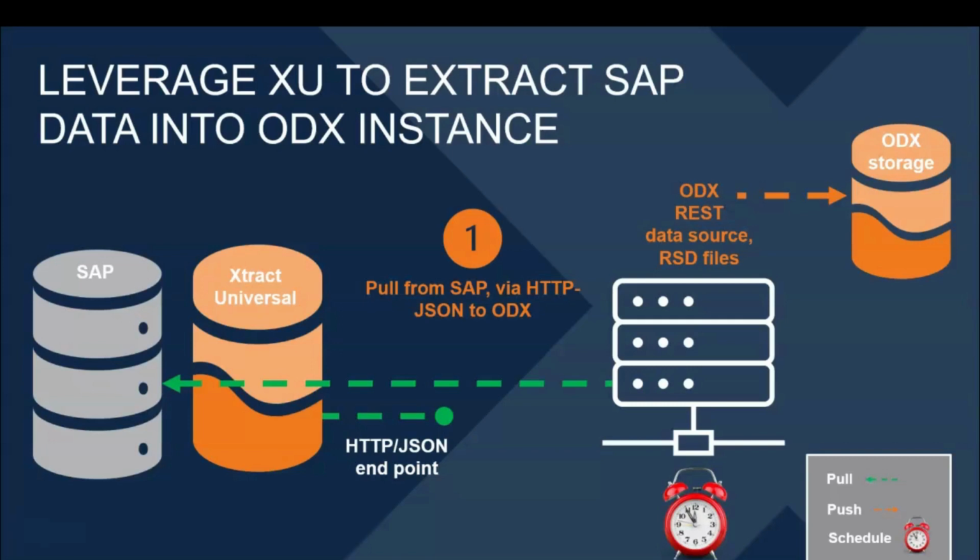Once the data is extracted, we can put it into an RSD generator. What that is going to do is create those RSD files, which we can then use and configure as a REST data source in our ODX. And that way we can bring in SAP data from your source system into TimeXtender.